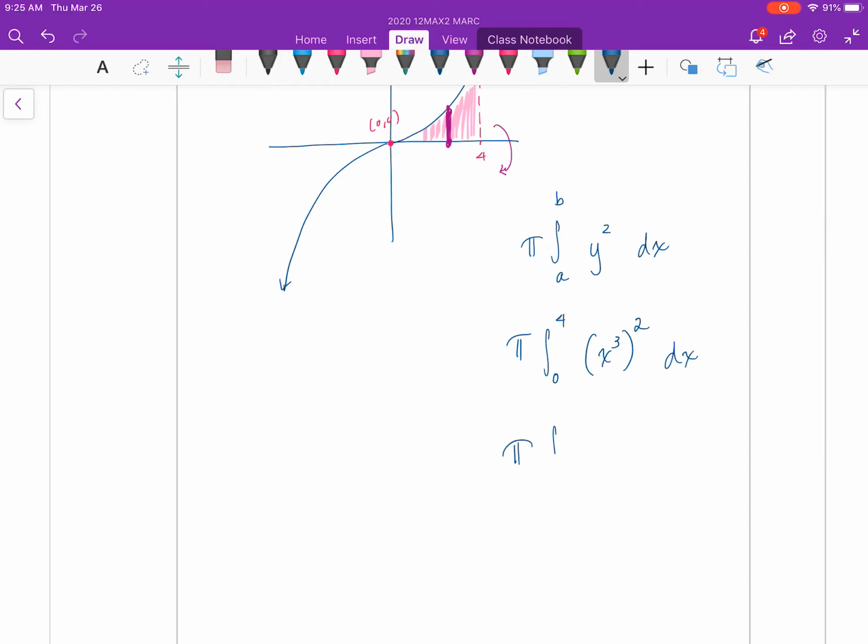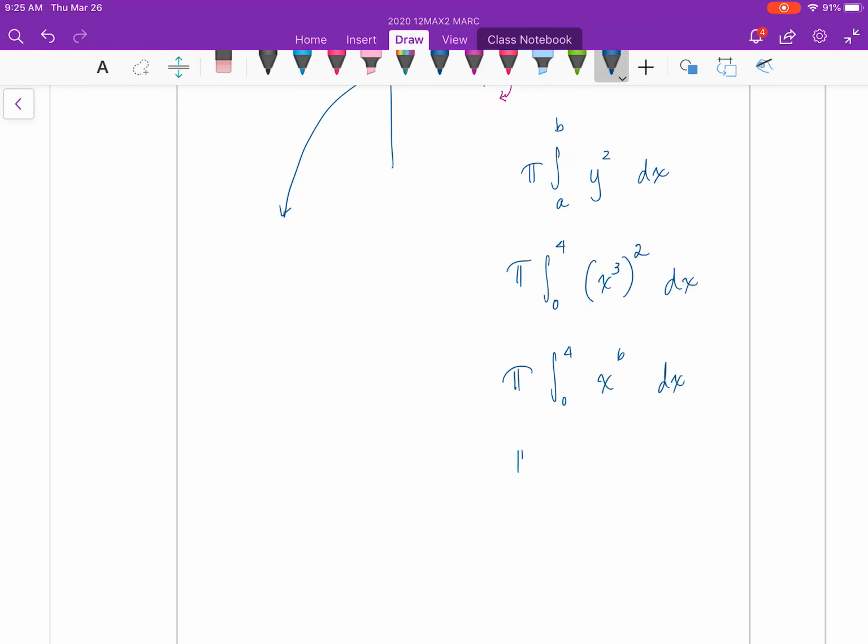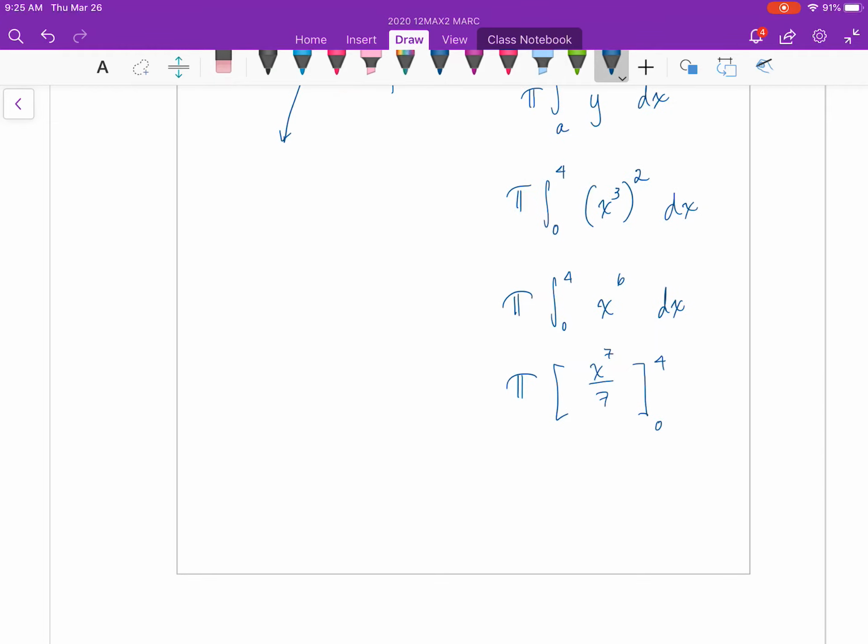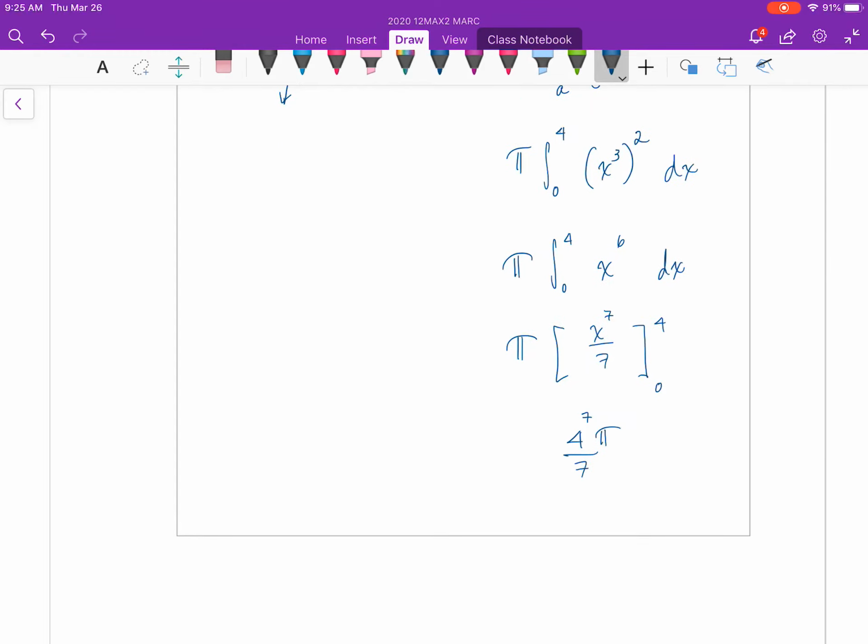Usually the integration is fairly straightforward, in that we're just integrating x to the 6, which gives us, when we integrate, x to the 7 on 7, evaluated from 0 to 4. So that's 4 to the 7th on 7 times pi. And if we evaluate when x is 0, that just drops out.